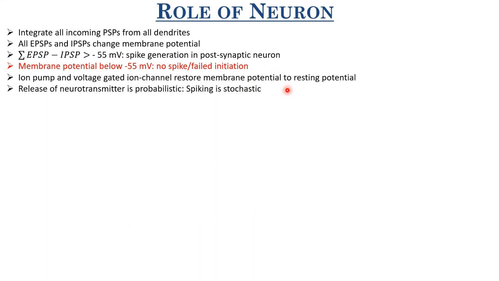And the interesting part about these neurons is that the release of the neurotransmitter onto the dendrite of the other neuron is actually probabilistic. This leads to a stochastic kind of spiking. So even if your EPSP minus IPSP is greater than minus 55 millivolts, you cannot be sure that there would be a spike, because the release of neurotransmitter is probabilistic.